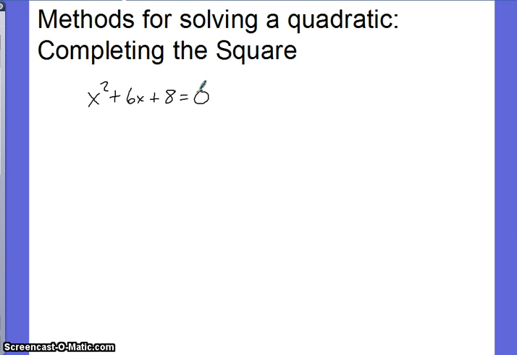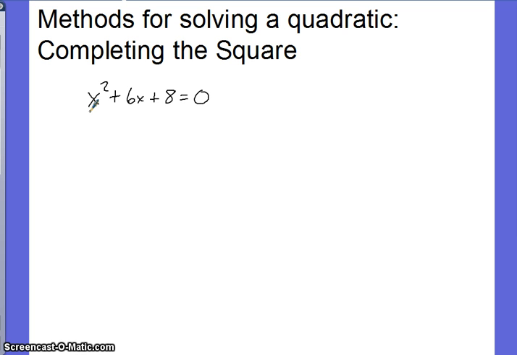Now when completing the square, the first thing we want to look for is, is our middle term even? Because we have other methods for solving a quadratic. Here, with the 6x being even, our best method is certainly going to be completing the square. That, and we want to have a first term that's a perfect square. If we have those two things, then completing the square is probably our best method for solving the quadratic.